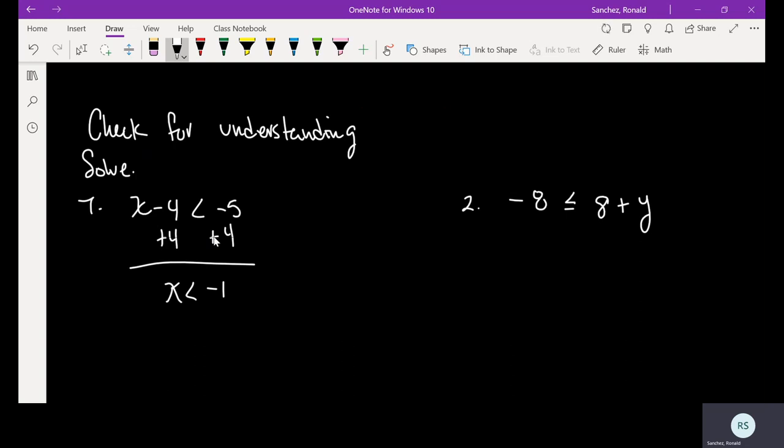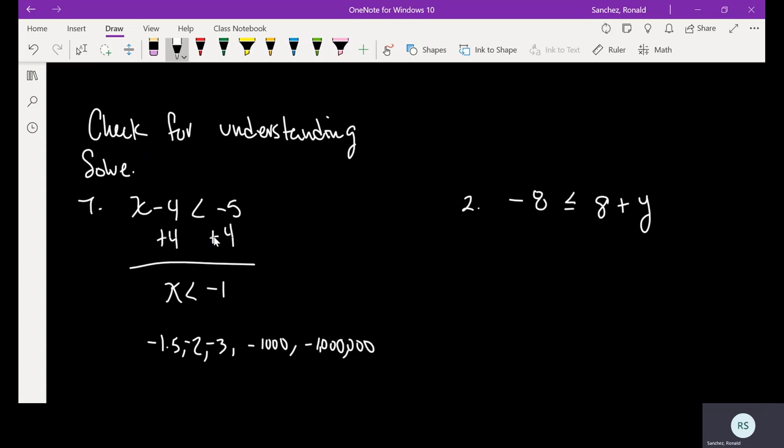And what are those values? Oh, I'm sorry. I'm looking for values that are less than negative 1. I was putting values that are greater than. Negative 2, negative 3, negative 1,000, negative 1 million. All of these values, and 0, will make this inequality true.